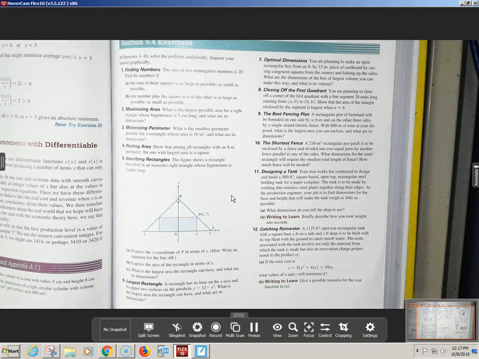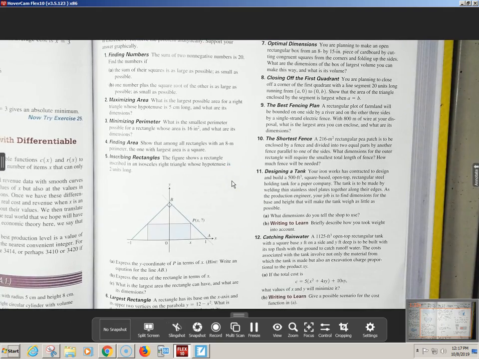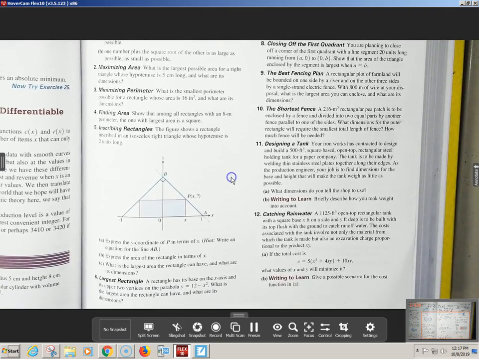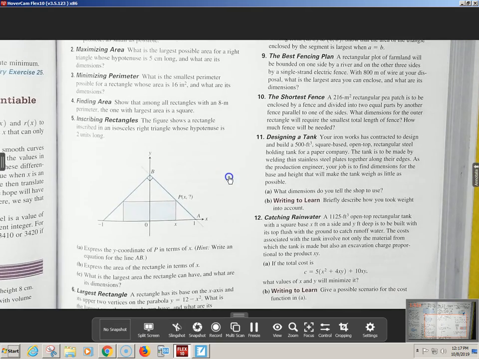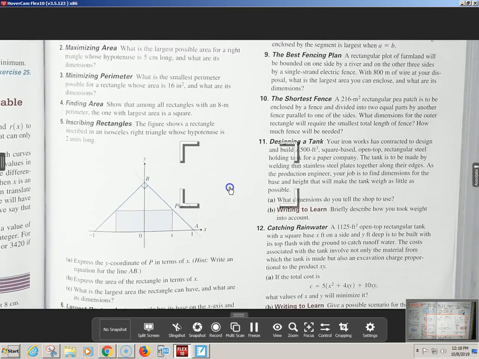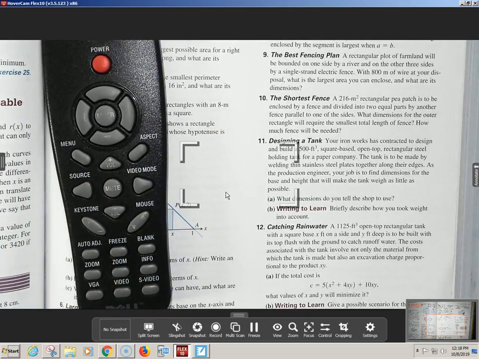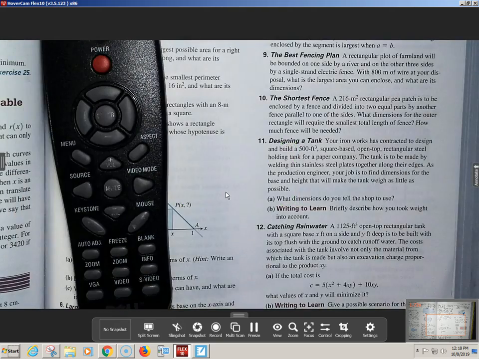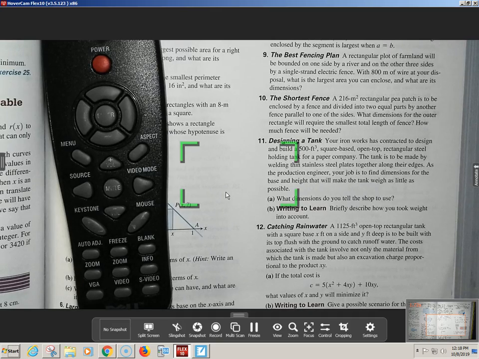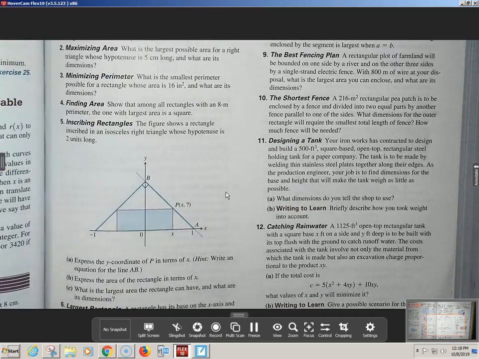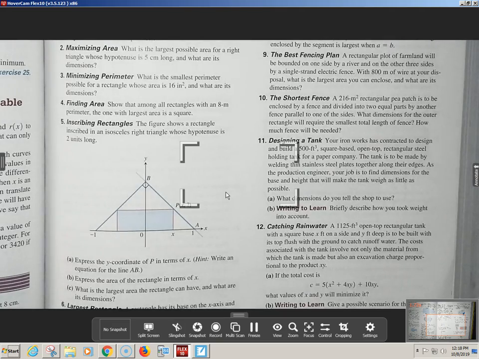Oh, you guys only need 2 and 5 and 9, huh? I can zoom in. Hold on. Sorry. I can zoom in. There you go. 2 and 5 and 9. Here you go. Is that better? The screen is frozen. Come on down and grab pictures of my book if you want, but otherwise 2 and 5 and 9. There you go. Maximizing area, inscribing rectangles, and fencing plan.